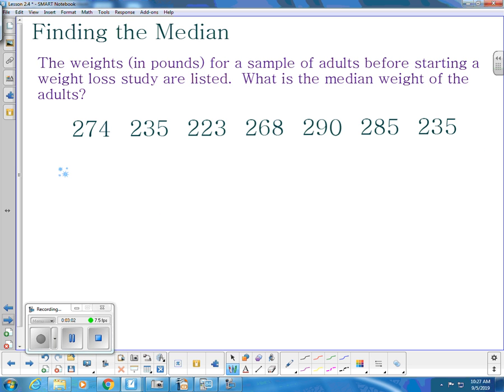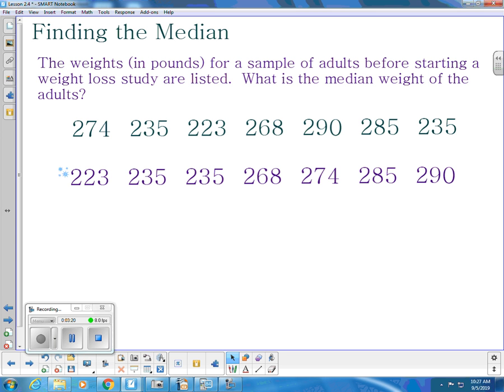The weight in pounds for a sample of adults before starting a weight loss study are listed. What is the median weight of the adults? So there's 1, 2, 3, there's 7. So is it 268? No. Why? It's not in order. Okay. So if I put them in order, is it 268? Yes. Oh, you got it. And what's really weird is I didn't even notice that until I did that. So this is the middle regardless, but you have to put it in order because it's not always. All right? So 268. Okay.